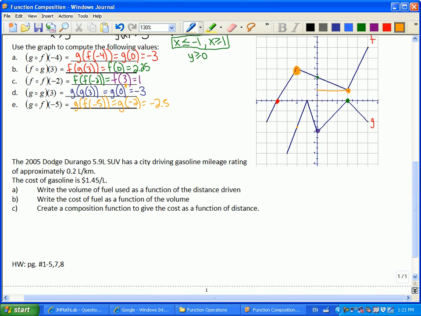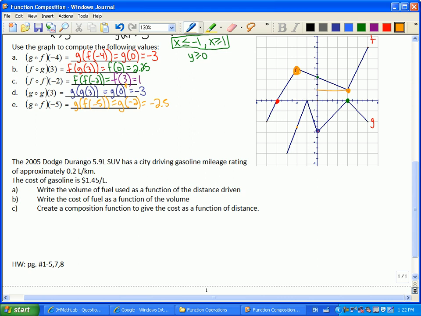Okay, so composition then. Here's just a quick little application. Back when people used to actually drive SUVs, there was a thing called a Durango. Anyway, it's a 5.9 liter engine, so it gets 0.2 liters per 100 kilometers. Today I think gas is a little cheaper, funny enough that gas went down in price, but it's about $1.45 was the week before.